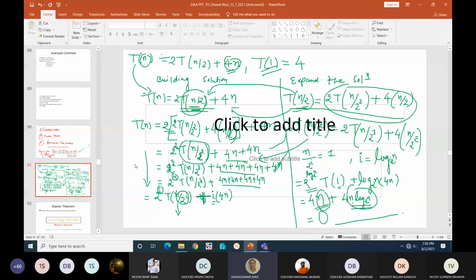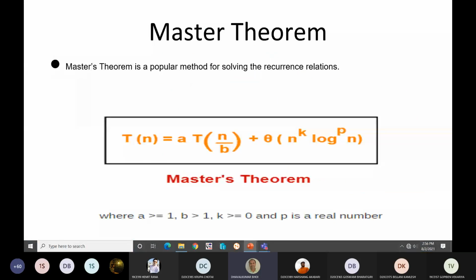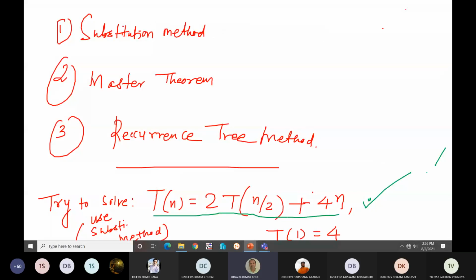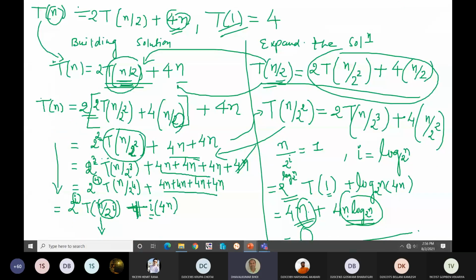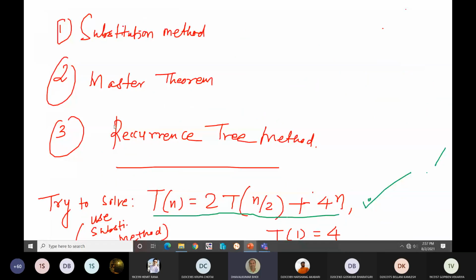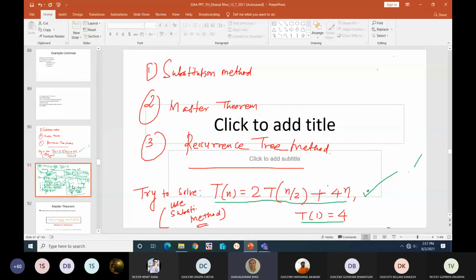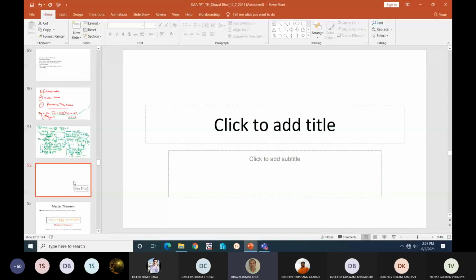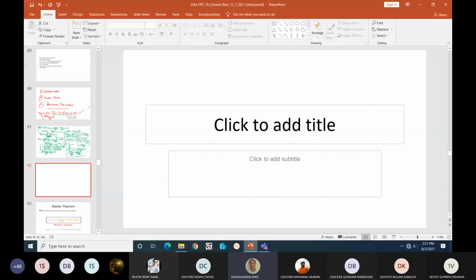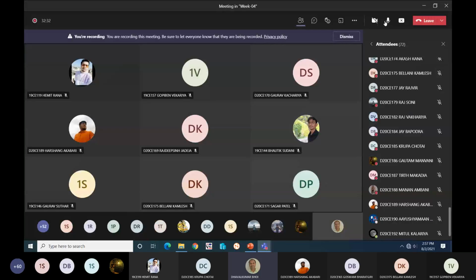Now we will try to solve the same recurrence equation, but this time instead of using the substitution method, you have to apply the recurrence tree method. Everyone please try to solve this recurrence equation and try to get the same complexity using the recurrence tree method. Okay, let me take one more slide. So this is my recurrence equation now. Just wait, I need to reshare it.